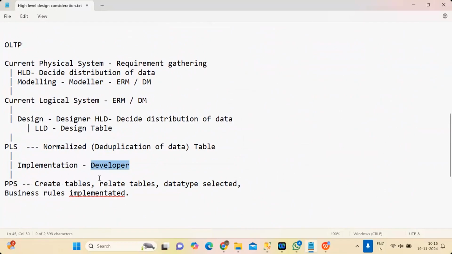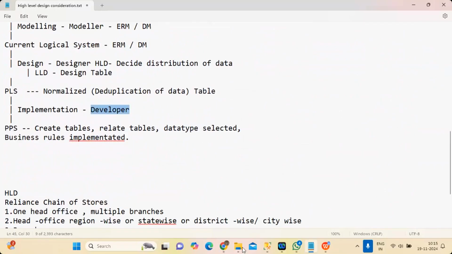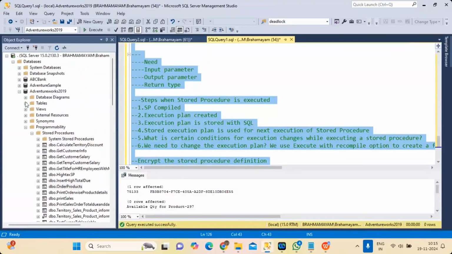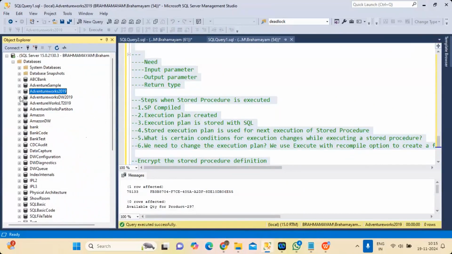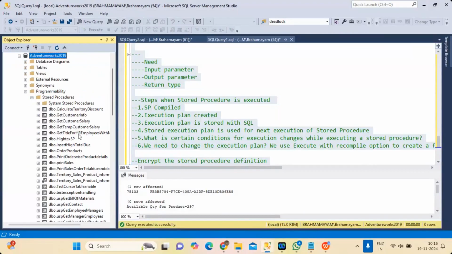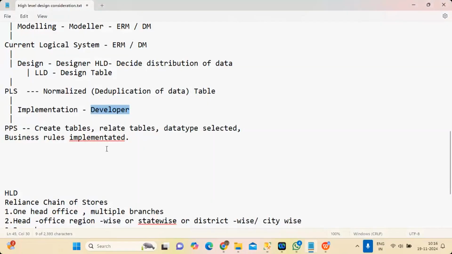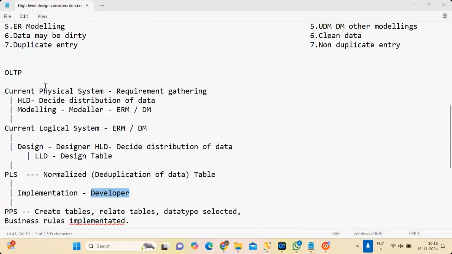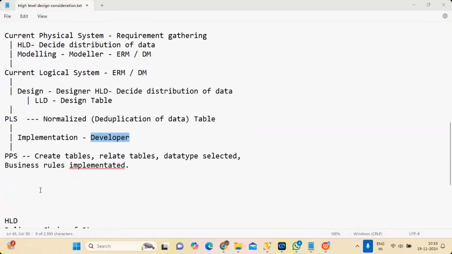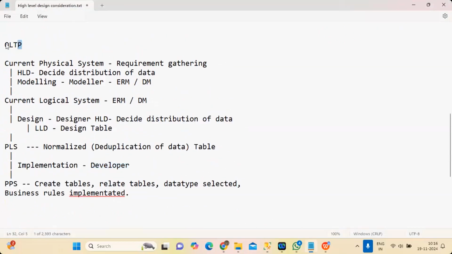And once the developer has created it, the table is ready, you will see a system like this. You will have databases and you will have tables inside. So this is how the changes happen. These are the steps. Initially, you don't take a database and start creating one table, two tables, three. No, you have to go through these steps. So the user will give you a requirement. From the requirement, you should generate the tables, databases, etc. These are the steps involved in creating an OLTP system.